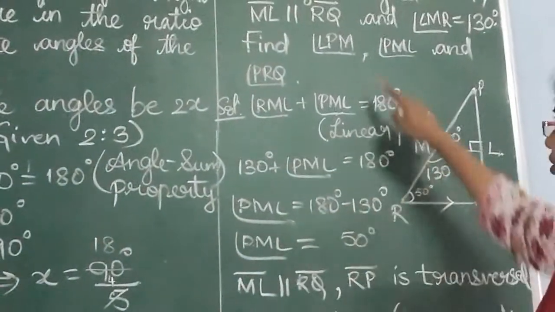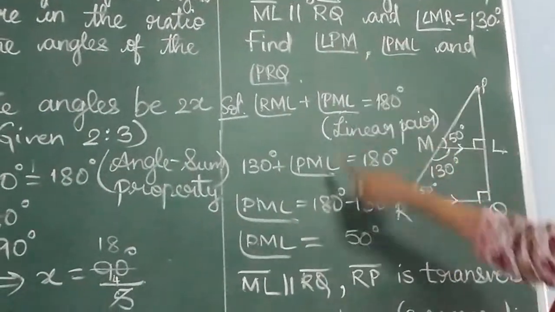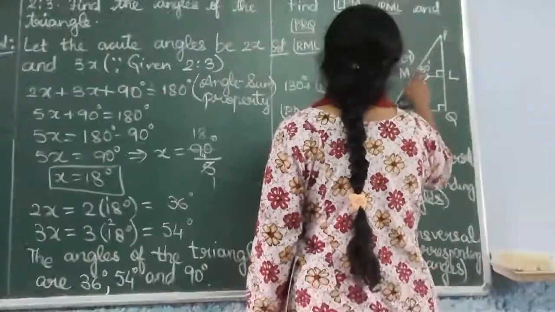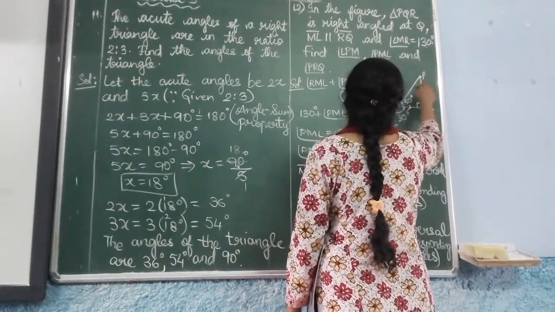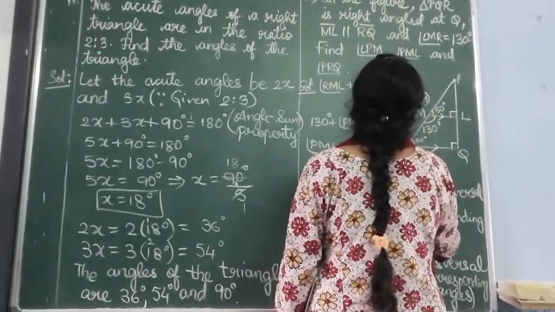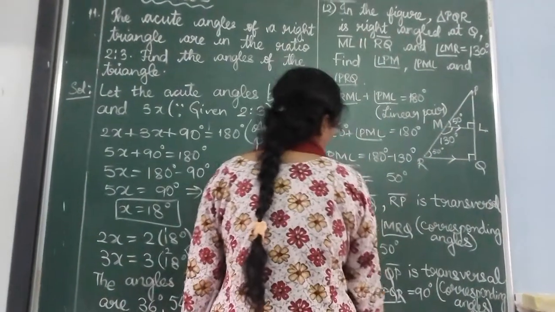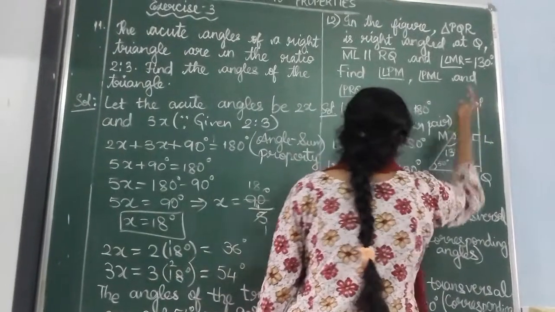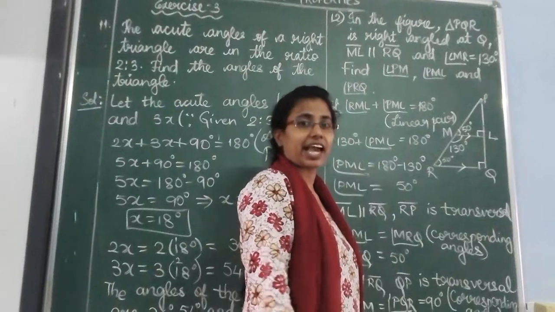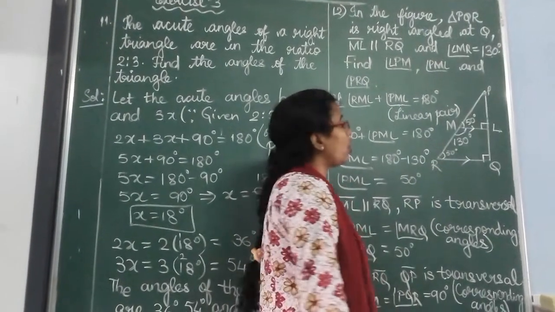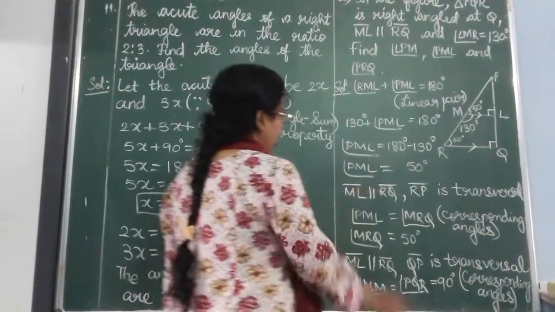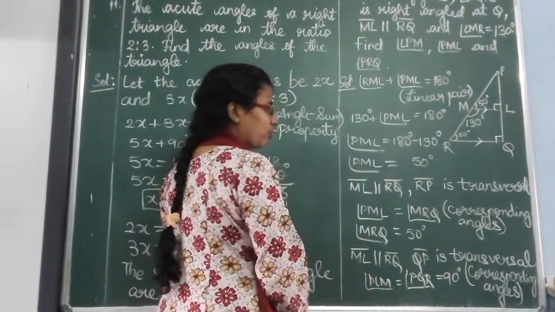PML you found out. Then LPM, no, we are going to do that. LPM, this part we should find out. PQR, this part we have finished. Now let us do this part. How are we going to do it? We will take the smaller triangle and show that the angle sum property is equal to 180 degrees for this smaller triangle. Okay, copy it in your class workbook.